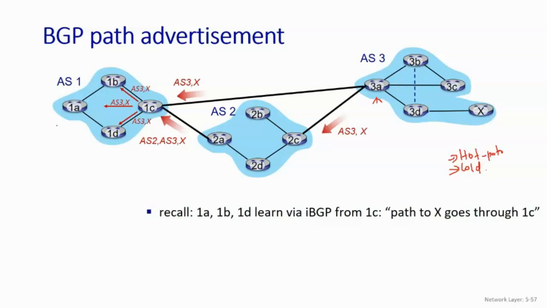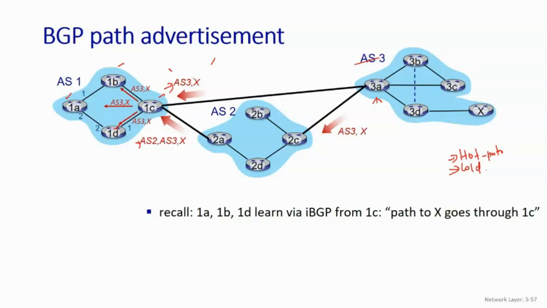So now in this particular autonomous system, 1A, 1B, 1C, 1D, all these routers know the route to reach X through 1C. After receiving this, 1C decides on this route or that route based on the policy. If it selects this route, then it advertises AS3, X to 1B, AS3, X to 1A, and AS3, X to 1D. So all the other routers, except the gateway router, identify the route to reach X through IBGP messages from 1C. Here the IBGP message is AS3, X.